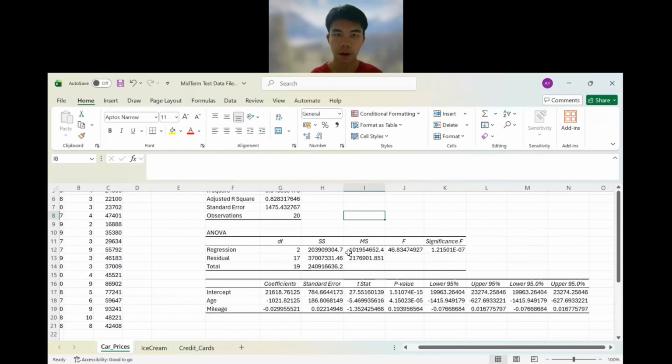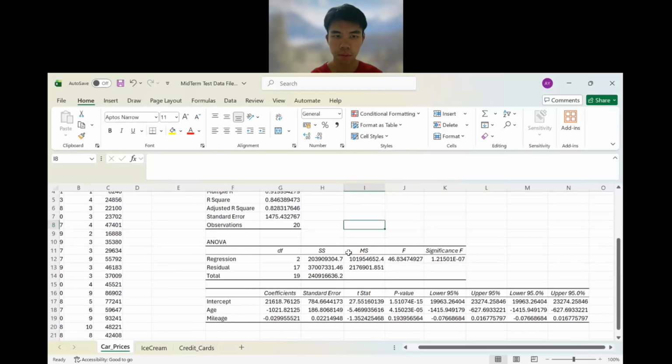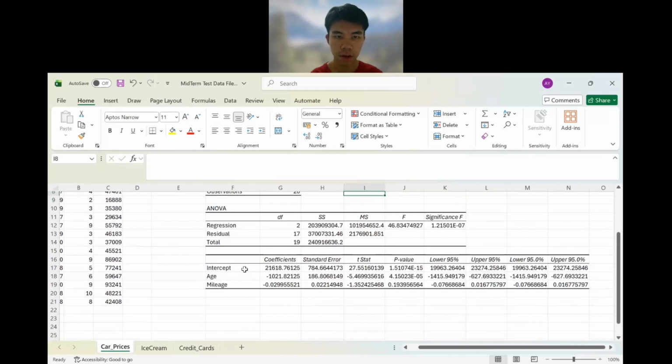Here is the answer calculated by these tools. So as you can see here, the intercept is 21,680.76. And then the car age coefficient, and then the mileage coefficient.